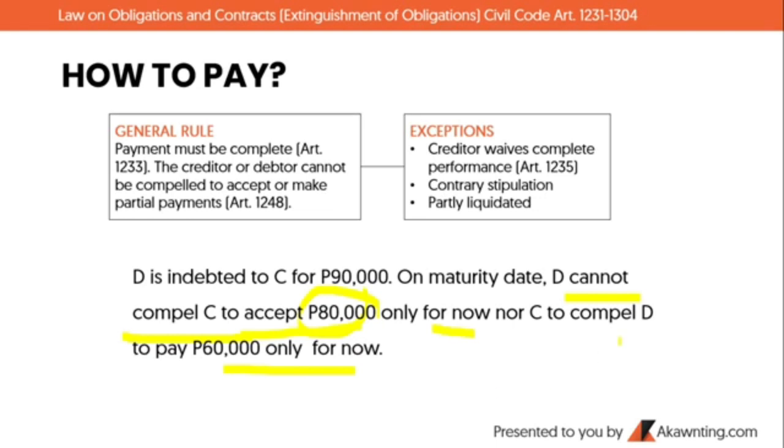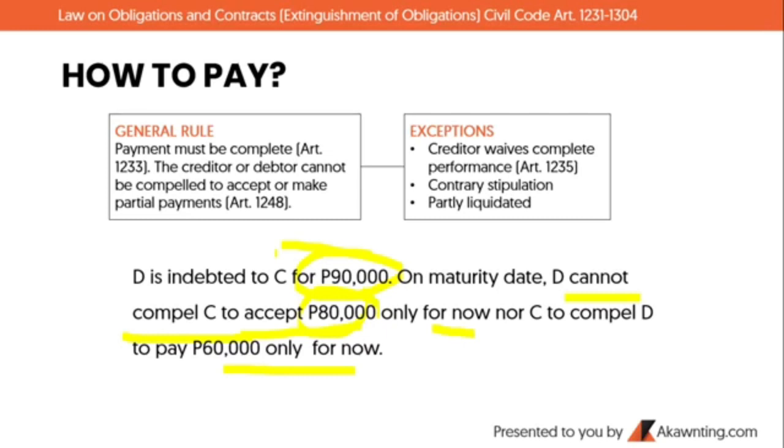Hindi pwedeng sabihin ni C na, for example, ready nang magbayad si D for the total amount of 90,000. Ready na siya magbayad ng 90,000, pero sabi ni C, pwede bang ibulsa mo muna yung 30,000, 60,000 lang muna, baka kasi mawala ako. Diba? Hindi pwede. Okay? Hindi pwede. Hindi niya pwedeng i-compel si D na ganun ang maging situation natin.